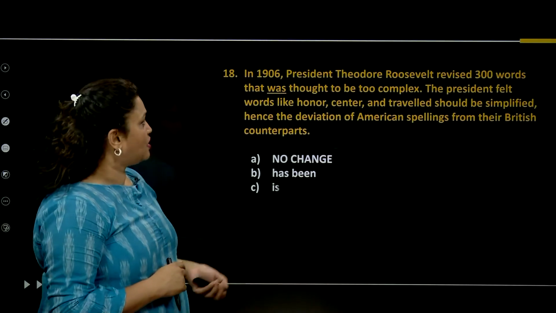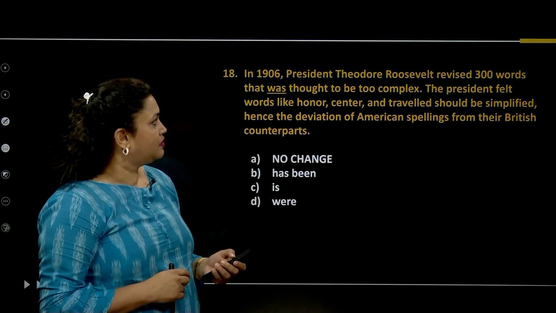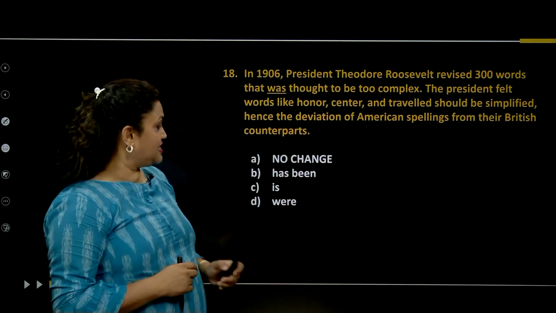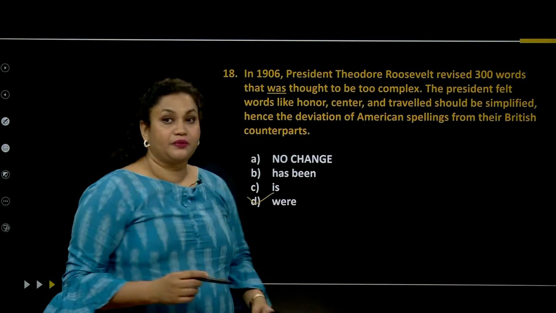Okay, so let's see the options here. Now here they are talking about words, therefore the answer for this is were.